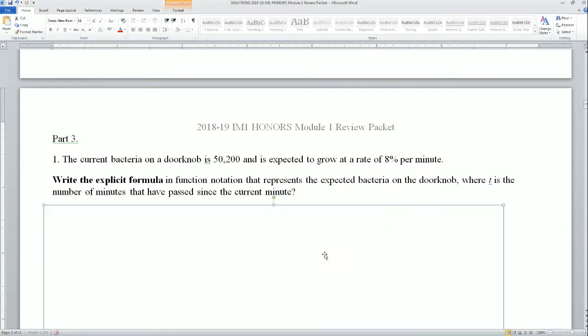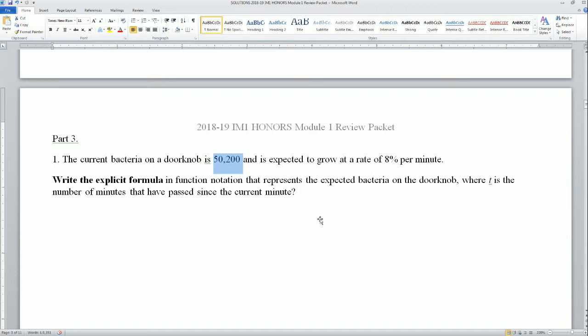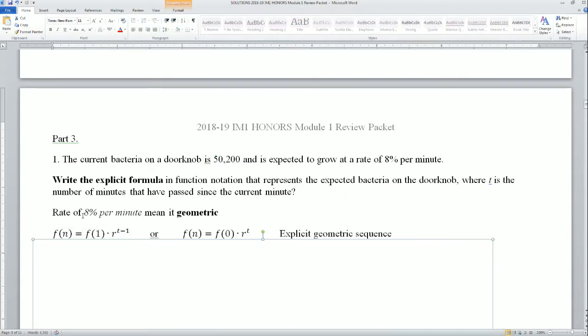Part 3 says to write the explicit function in function notation that represents the expected bacteria on the doorknob, where T is the number of minutes that have passed since the current minute. So it starts here at 50,200 and is expected to grow at a rate of 8% per minute. The fact that it says 8% per minute means it's geometric because it is a percentage.